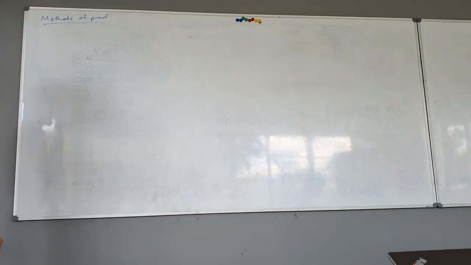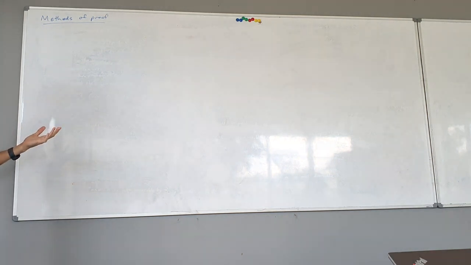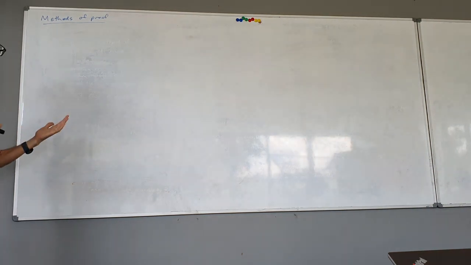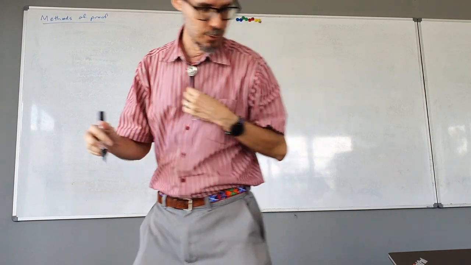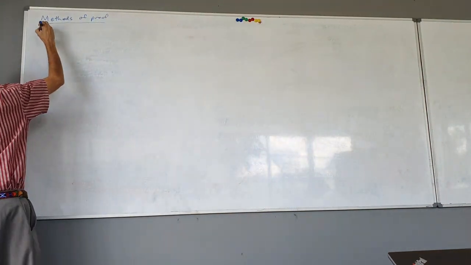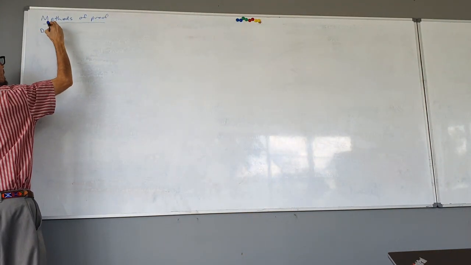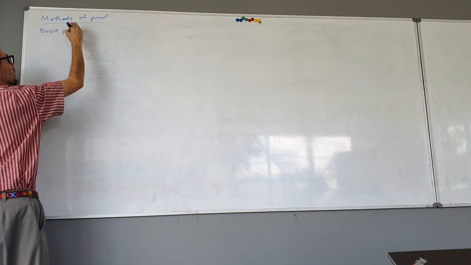Methods of proof. We want to be able to prove things instead of just giving 3 examples and saying, "That's good enough, I believe it." We want to work out ways of being absolutely sure that something is true or isn't true. The simplest thing you can do is a direct proof, which is just to try to show that it has to be true.